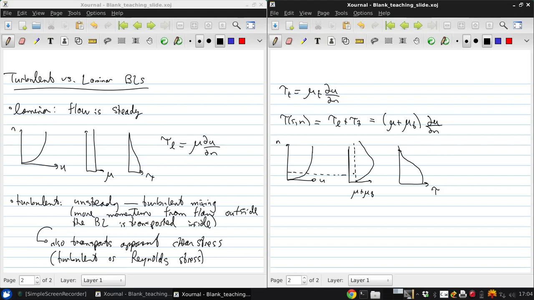And you can identify a region here where the shear stress is essentially constant. The turbulent viscosity is essentially linear, and the velocity profile is very steeply sloped. And we call this region the wall layer. Note that the turbulent viscosity is much larger than the fluid viscosity over most of the boundary layer, except for this small region in the wall layer, which occupies about 20% of the boundary layer thickness. And in that region, here tau is about constant at the wall shear stress.